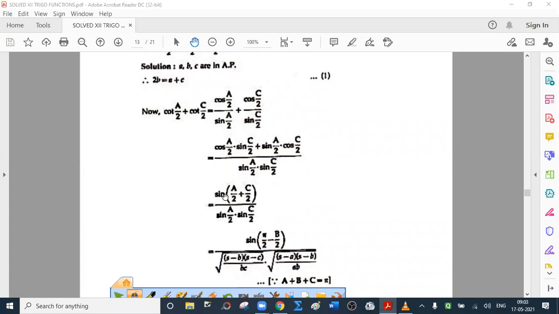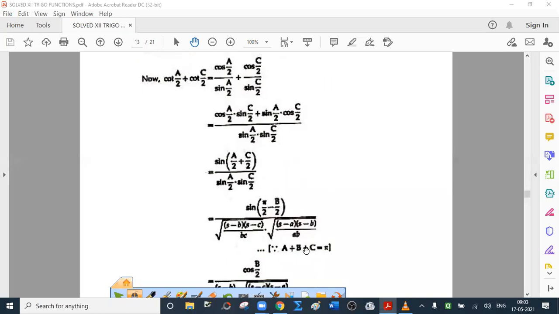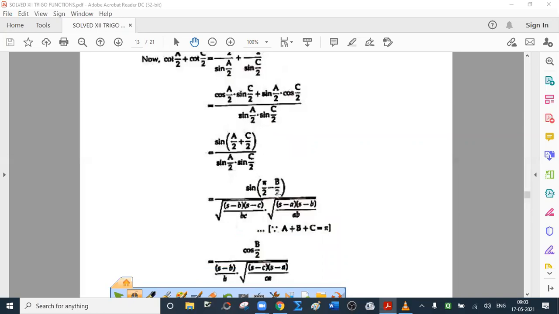So you get sine of A by 2 plus C by 2 upon sine A by 2 sine C by 2. Now A plus B plus C is pi. See, this is the reason. So it is A by 2 plus C by 2, it is pi by 2 minus B by 2. Sine of 90 minus theta is cos theta. So this is the numerator. In the denominator, I have used half angle formulae.